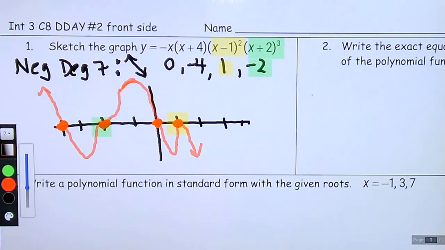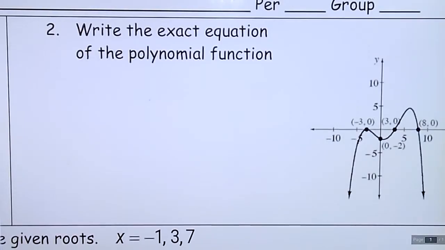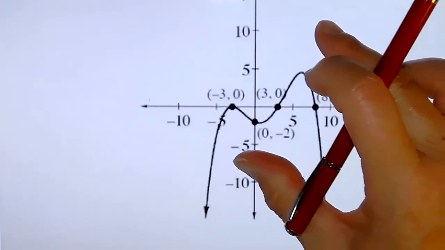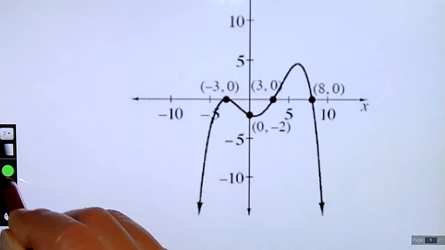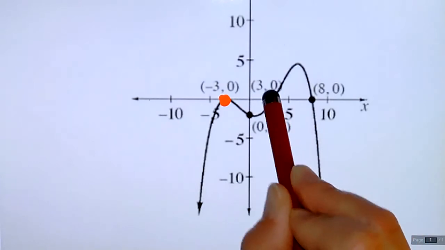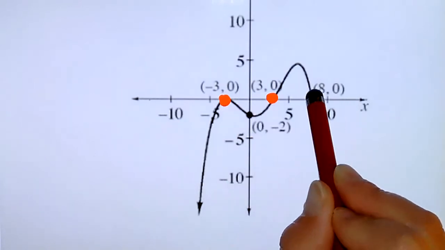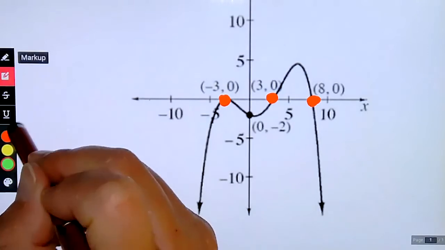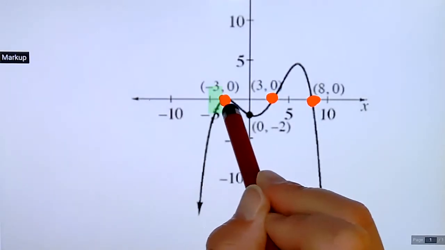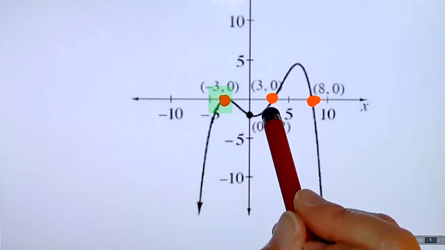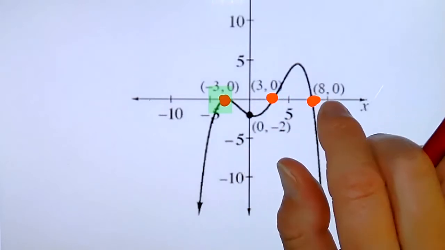Okay, number 2. So on number 2, we're going to write the exact equation. That means we're going to need to find an a. I'm going to zoom in here on this. So I have a point at negative 3 for my x-intercept, I have another root at 3, and I have one at 8. This one here is going to be a double, so that's bouncing off. The other 2 are singles. They're going through and through. It's not being curved through. That would be a triple.